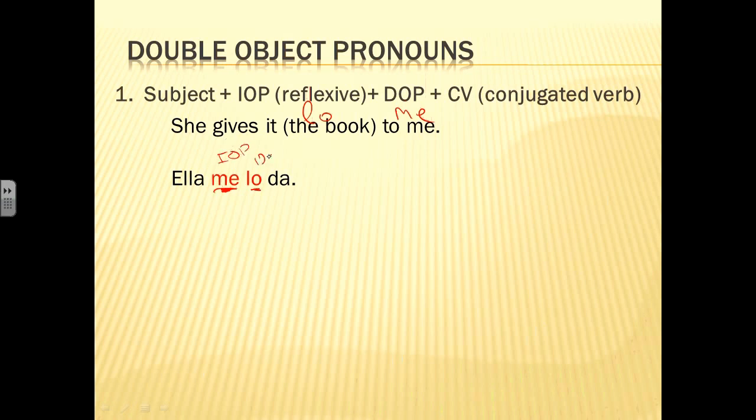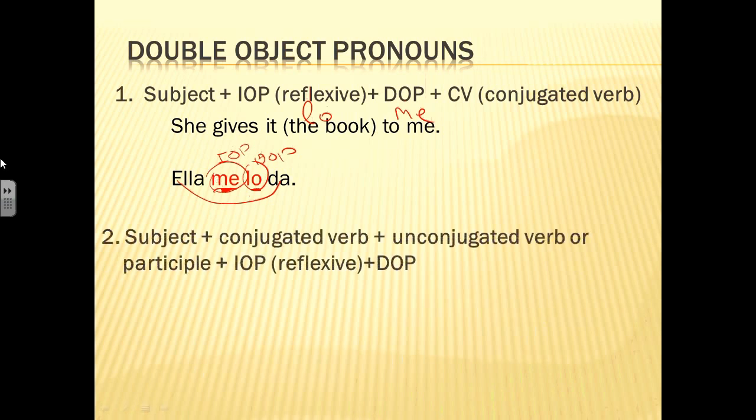IOP, DOP. So you read it: she gives it to me. Okay, or she gives me it. That's how you read it. Another way could be subject, conjugated verb, plus the unconjugated verb or participle, IOP, DOP. Basically what it's saying here is you can attach it.